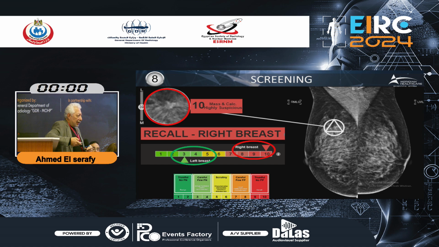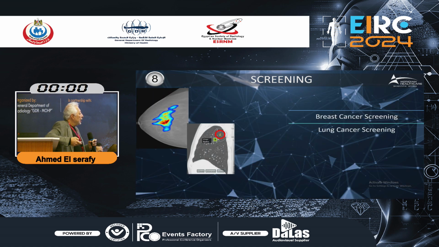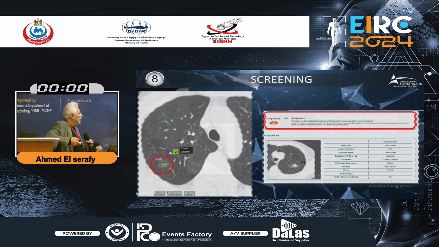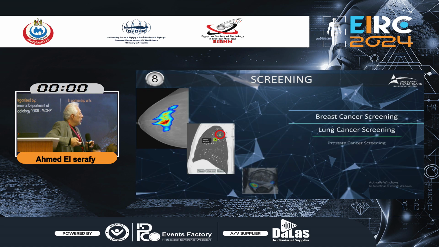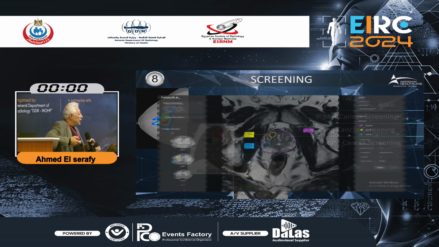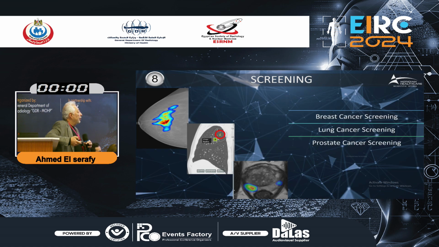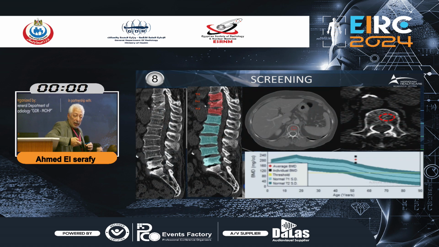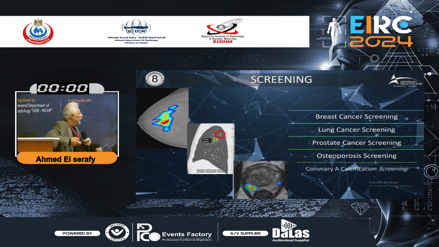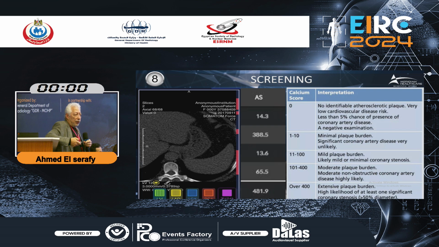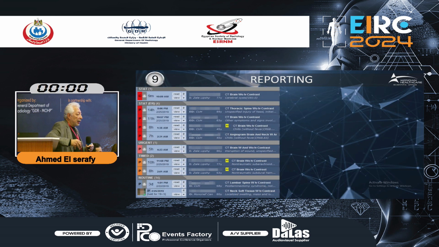Anyway, we have images like this showing the abnormality, lung cancer detection, AI with auto-reporting, prostate cancer detection with auto-reporting again from MR, and osteoporosis screening, which is a form of screening that was not possible before, only through DEXA, and coronary artery calcification for screening. So these are 5 screenings. So this is not just 1 point, these are actually 5.